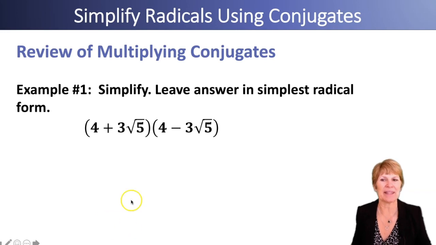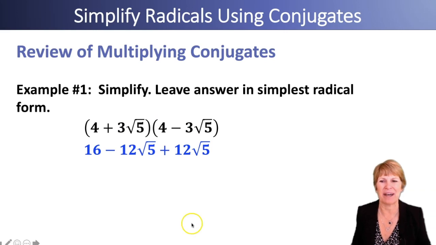So when we multiply this out, the 4 times 4 is 16. 4 times negative 3 square root of 5 is negative 12 square root of 5. 3 square root of 5 times 4 is positive 12 square root of 5. And then we have positive 3 times negative 3 is negative 9. Square root of 5 times square root of 5 is 5.